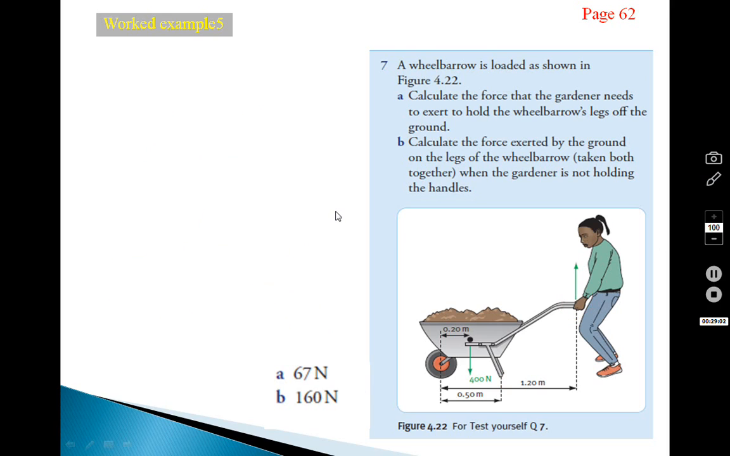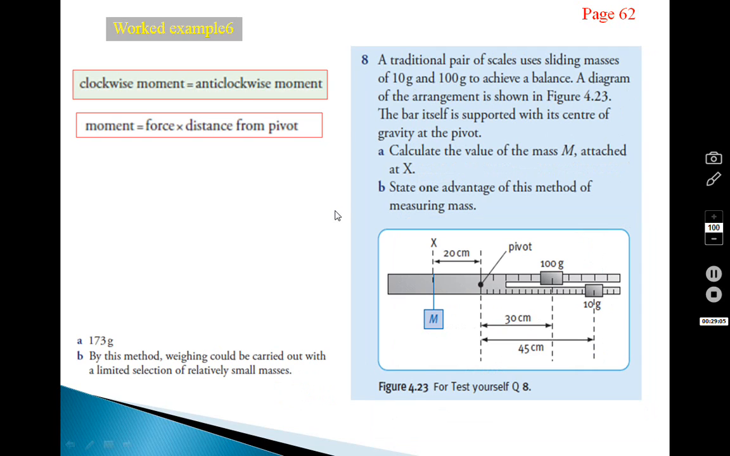Okay, we will move to another example, example number 6. In this question, as we can see, a traditional balance or traditional set of scales uses sliding masses of 10 and 100 gram to achieve a balance. So it's a kind of old scales, where we just try to move those masses here to get a balance.